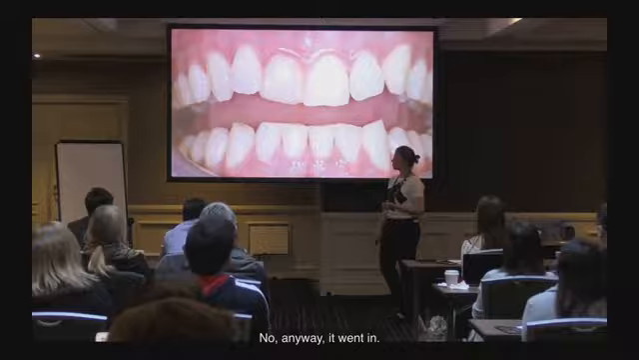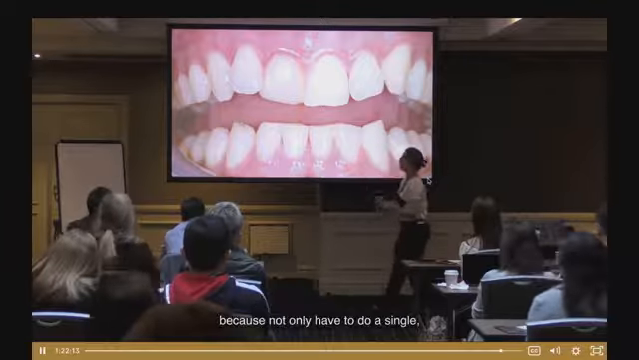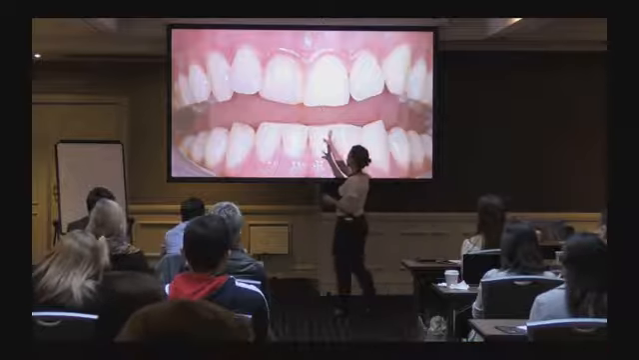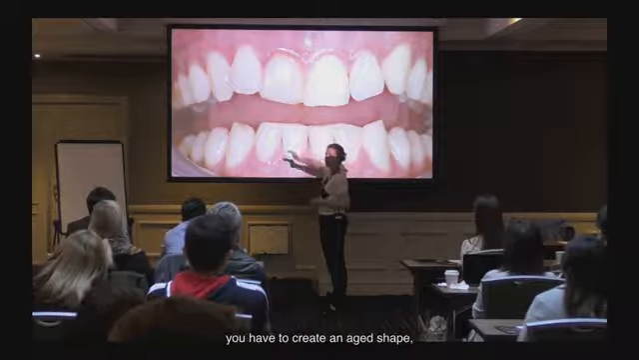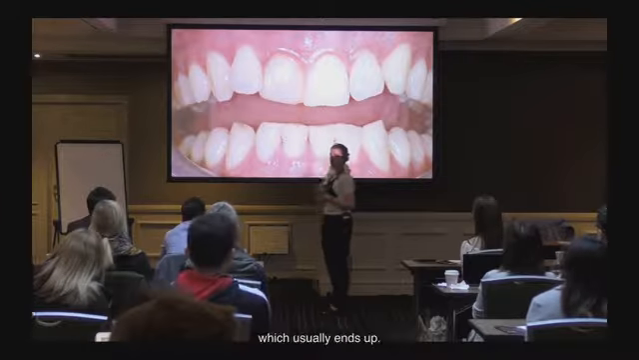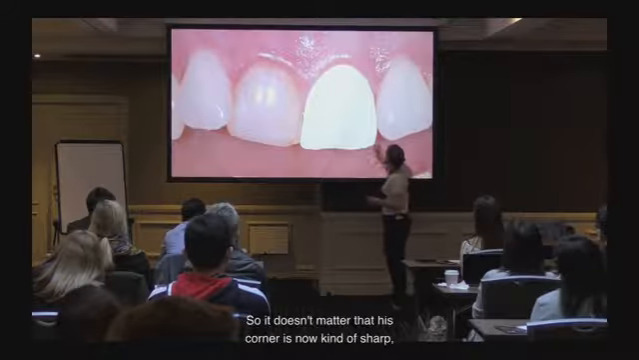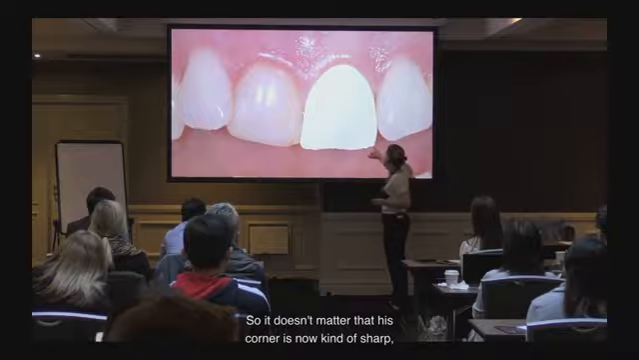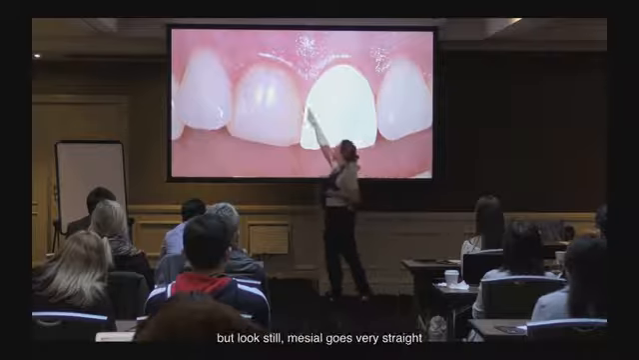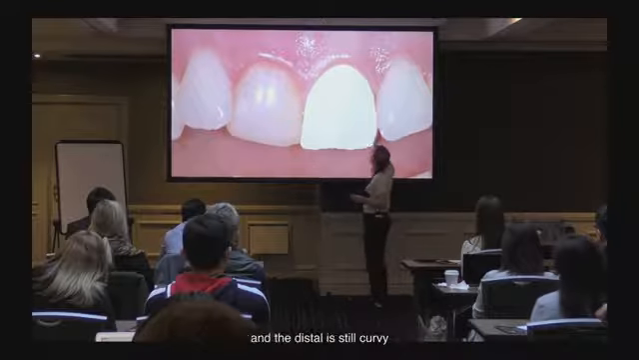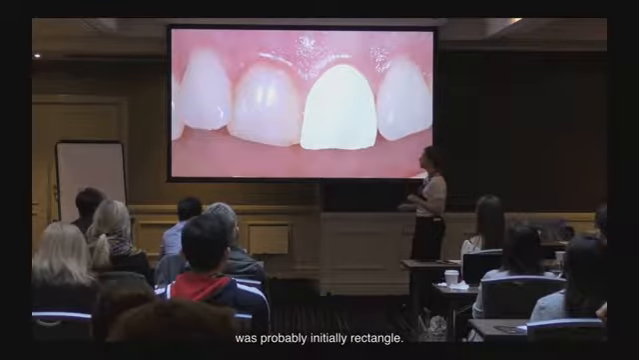Anyway, it went in. And there's this shape, which is very interesting, because not only do you have to create a beautiful shape, you have to create an aged shape, which usually ends up... So it doesn't matter that his corner is now kind of sharp. This is also sharp. They're still a little bit rounded, but look, the mesial still goes very straight, and the distal is still curvy, even though the shape of his teeth was probably initially rectangle.